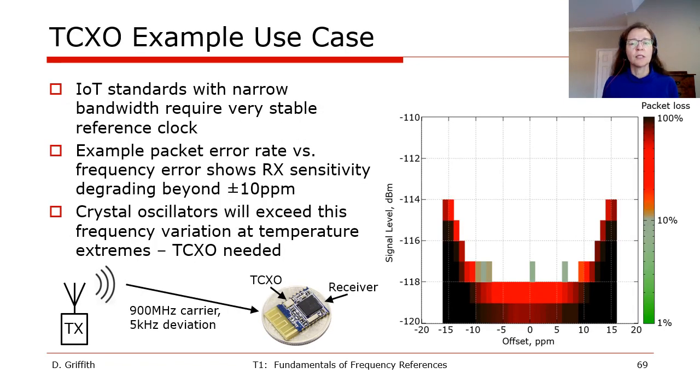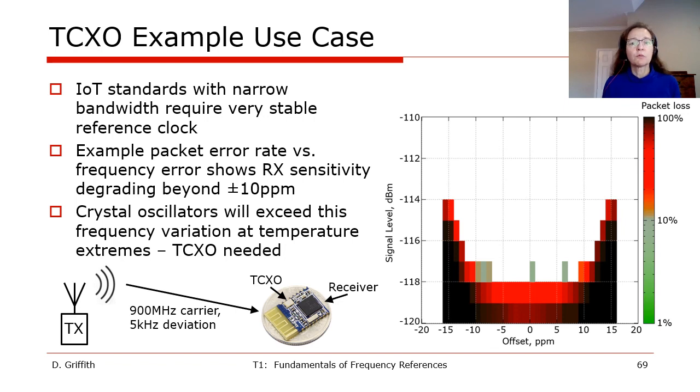So this slide shows an example use case for a TCXO. Internet of Things standards with narrow RF bandwidths require the radio to use a very stable reference clock, often with all error sources adding to less than 10 parts per million. An example is a 900 megahertz carrier transmitting data with a 5 kilohertz deviation that has to be received by a low power battery operated radio, as shown in the figure.